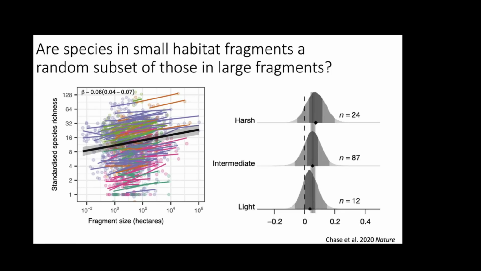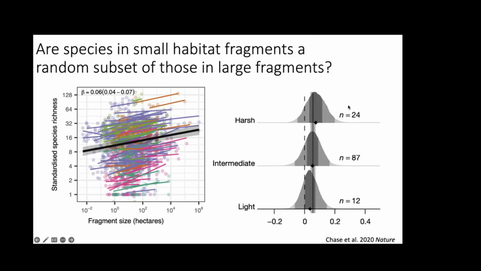With the data that we had together, we were also able to do some secondary analyses and ask whether there were any other patterns in the data. One of the patterns that emerged from our analyses was to do with what is referred to as the matrix. This is the habitat in between the habitat fragments. It's how is the landscape?